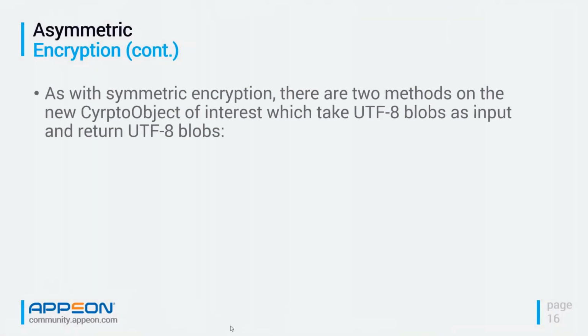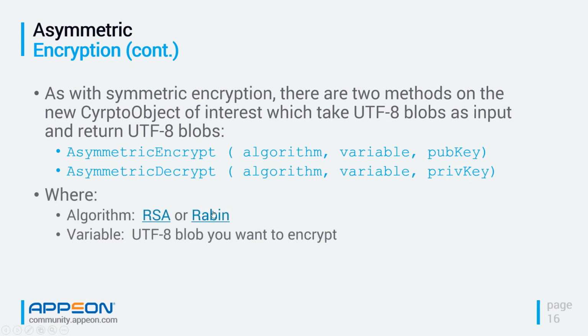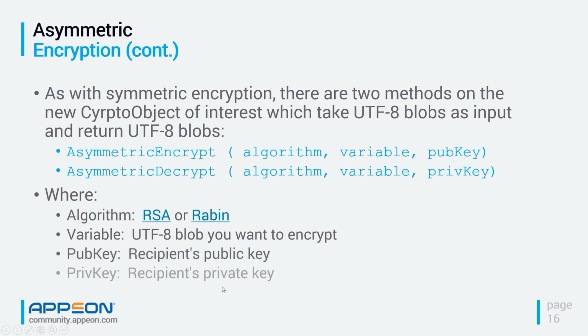So let's see how we do asymmetric encryption. Once again, two methods. Once again, they take UTF-8 encoded blobs and return UTF-8 encoded blobs. There are not quite as many arguments. There's the algorithm you're going to use, the variable, that's the data you're going to either encrypt or decrypt, and then if you're going to encrypt, you use the public key. If you're going to decrypt, you use the private key. There are two methods for asymmetric encryption, RSA and Rabin, and then the two keys.